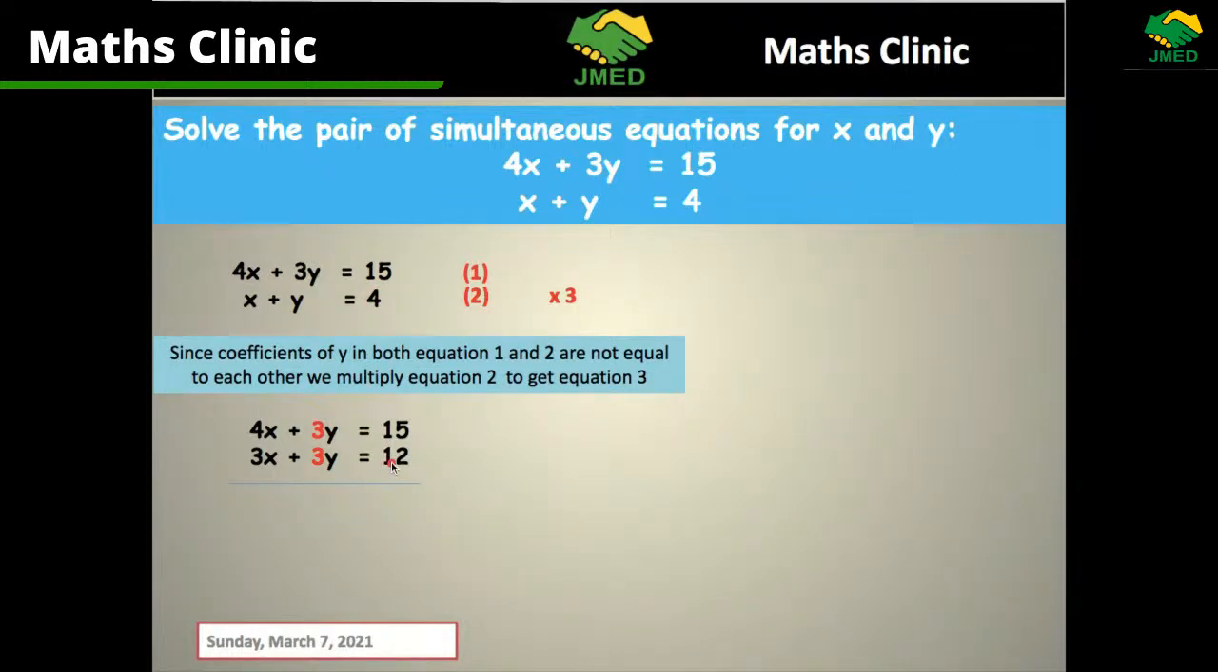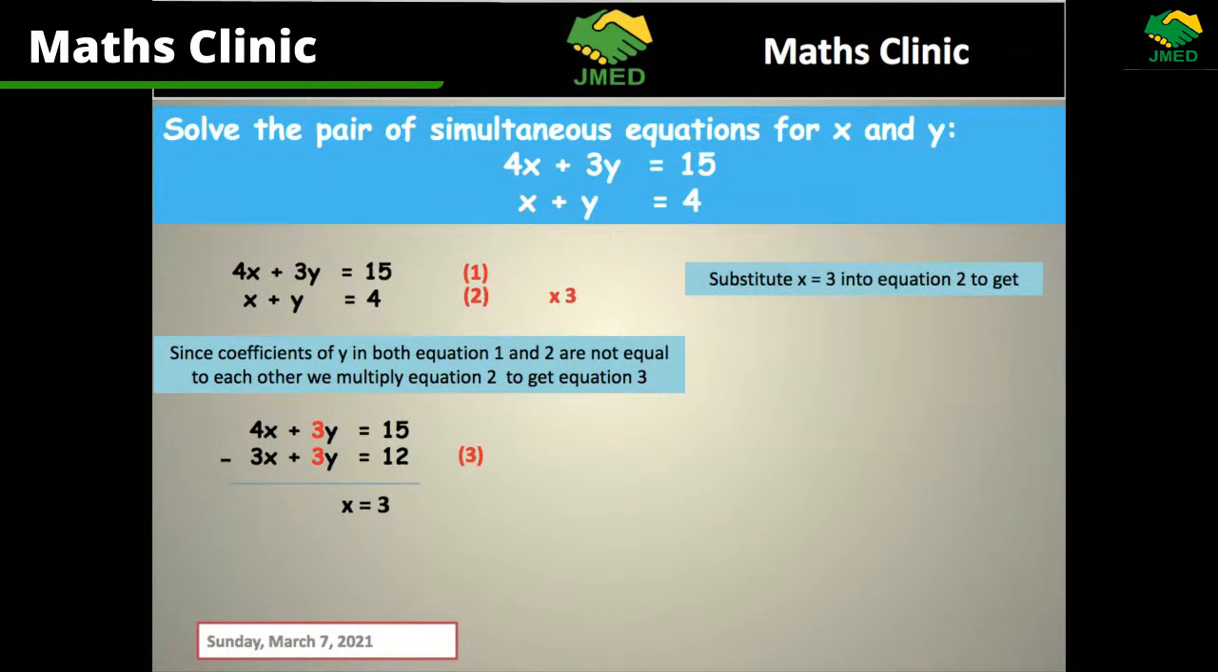So again, the coefficients are the same, so we can subtract. So we get 4x take away 3x is x, 3y take away 3y, that's 0, and 15 take away 12 is 3. So we get x equals 3. Easy. Done. And the next step is to find y, because we know x.